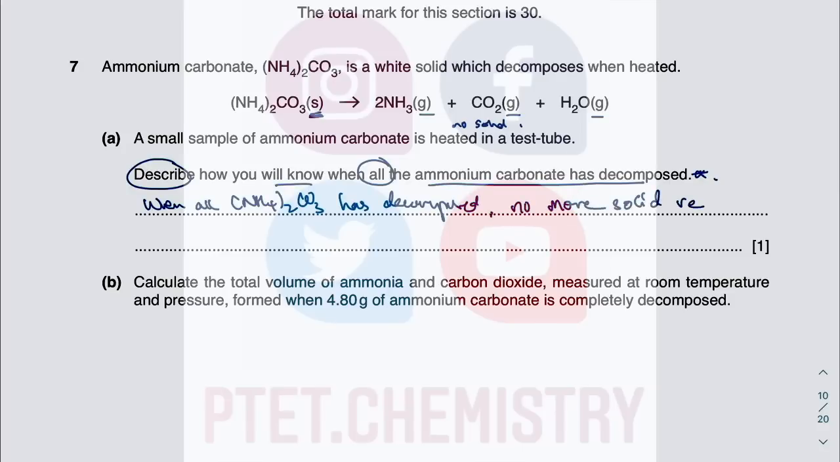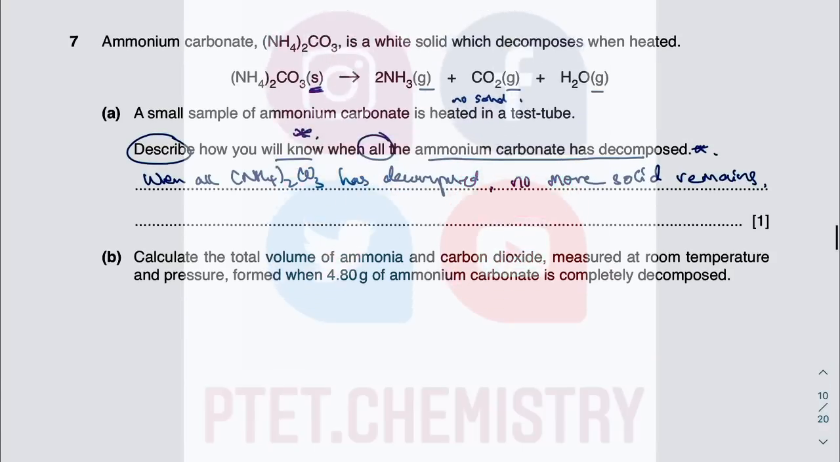I mean, have a look at the state symbols and you will see they all evolve as gas, right? So if you can still see solid, it hasn't fully decomposed. If you don't see solid, that means everything has turned to a gas. Alright, so that's it. It's about observations, okay? It's got nothing to do with the smell of ammonia or whatever, because these are all colorless gases, so you cannot see them.